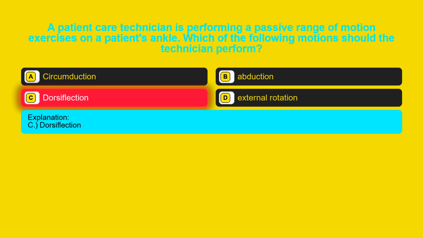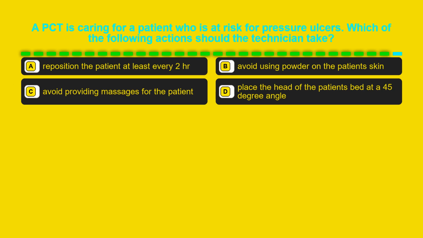C, dorsiflexion. Question 61. A PCT is caring for a patient who is at risk for pressure ulcers. Which of the following actions should the technician take? Option A, reposition the patient at least every 2 hours. Option B, avoid using powder on the patient's skin. Option C, avoid providing massages for the patient. Option D, place the head of the patient's bed at a 45-degree angle.